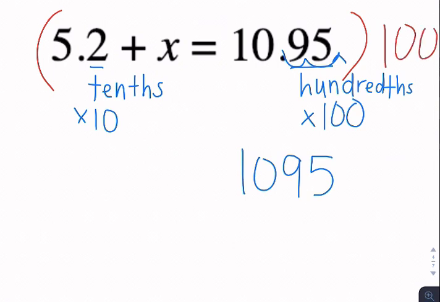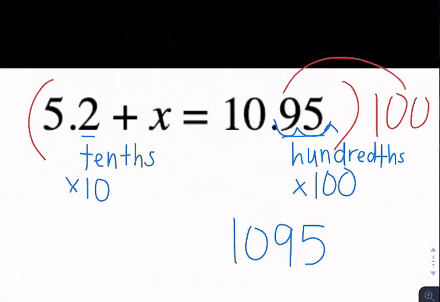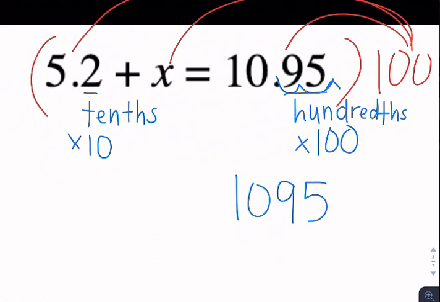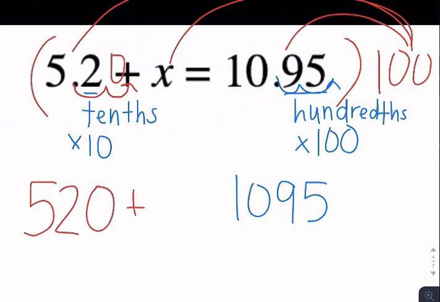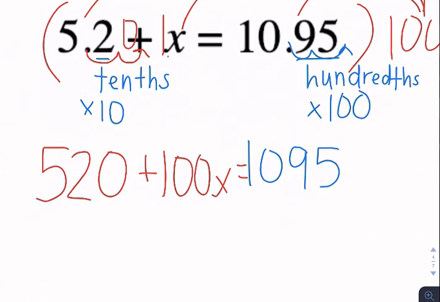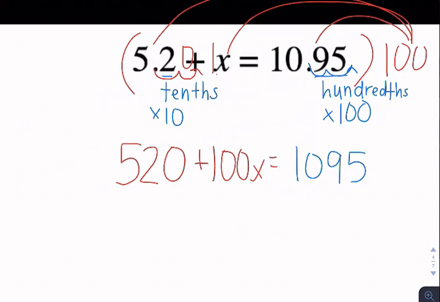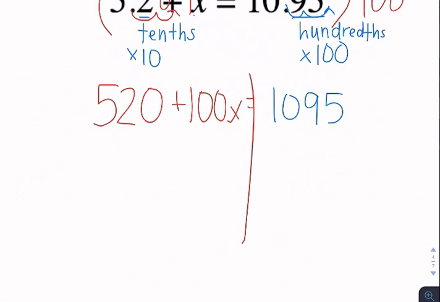So I'm going to multiply everything by 100, which means I'm multiplying 10.95 by 100, x by 100, and 5.2 by 100. So multiplying by 100 moves our place value 2 places. And if you don't have another number there, you add a 0. So this is 520 plus x, and this is 1x. So multiplying 1x by 100 would be 100x equals 1,095. Now I have whole numbers that I can work with.